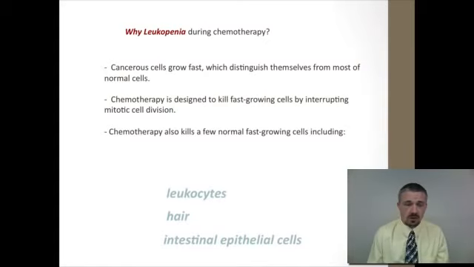And again, low blood cell counts can happen for a number of different reasons, but a lot of times we see leukopenia when people are undergoing chemotherapy, because these blood cells are fast growing. It's one of the things that are more affected by chemotherapy.